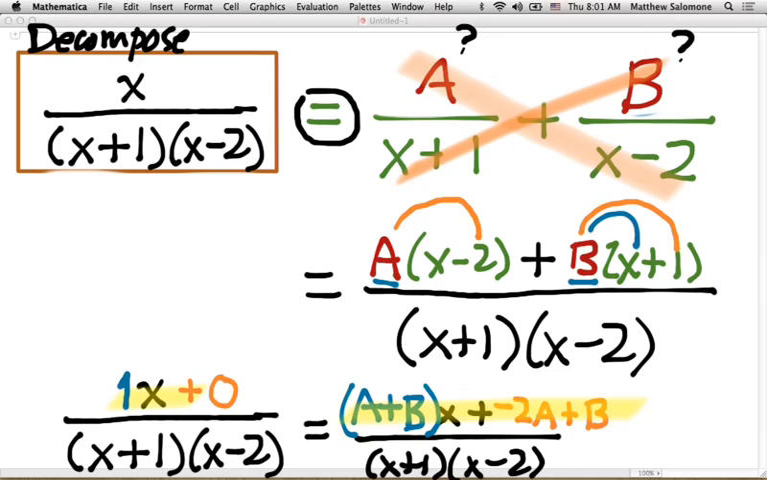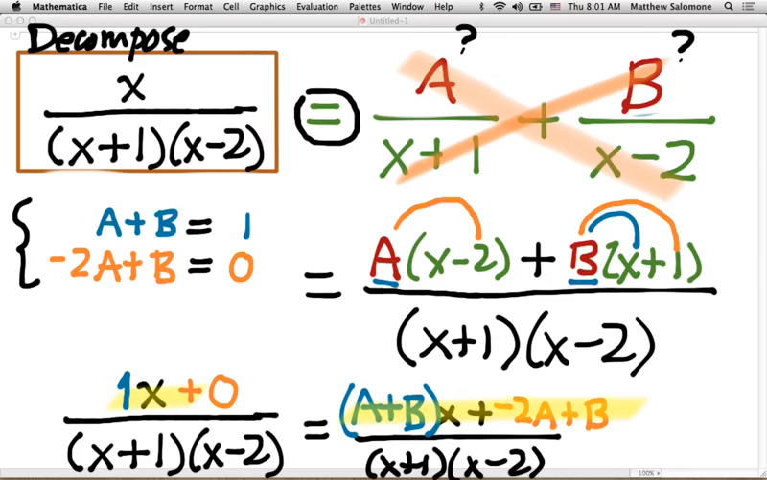And so we end up with a system of two linear equations. Negative 2a plus b is equal to 0 equates our constant terms. And our coefficients of x are equated by a plus b equals 1. And so we end up with a system of two linear equations and two unknowns, which we have techniques to solve.